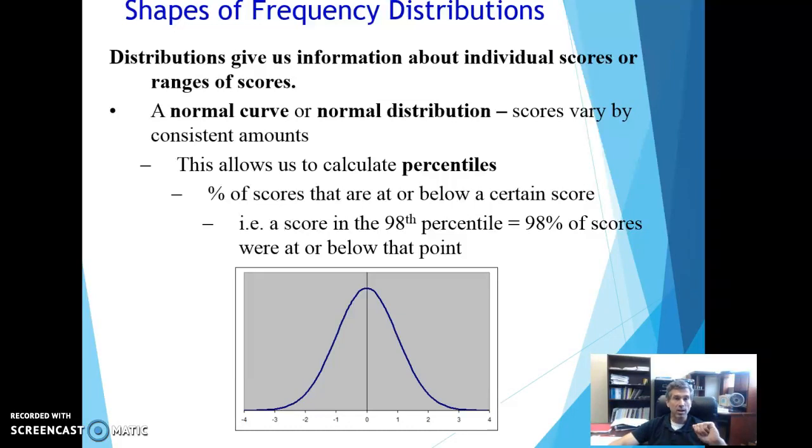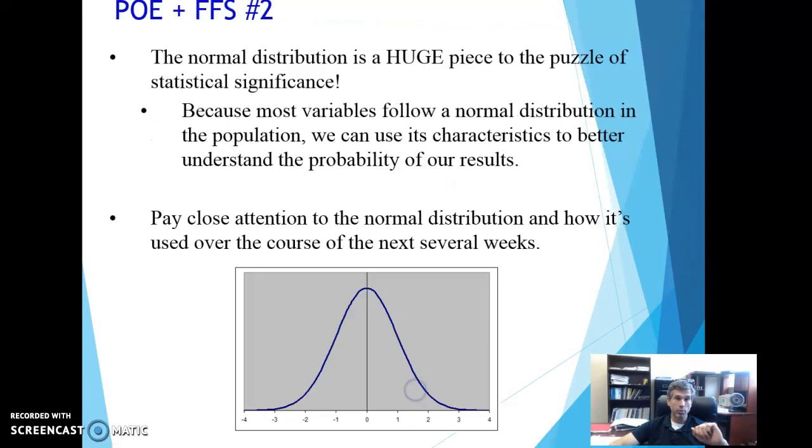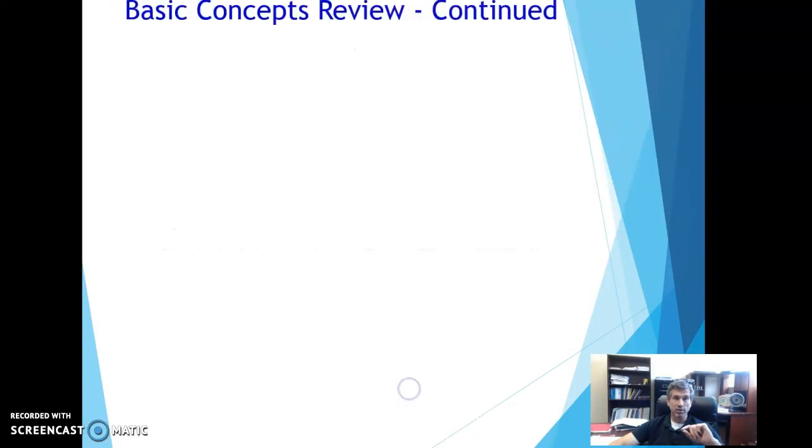We'll get to that a few modules down the line, but that's one of the values of this normal distribution. So this is both a point of emphasis and a preview of future material. It's that important because most variables follow this exact same pattern and it has very specific, consistent characteristics. We can use those characteristics to model the probability of our results. Keep an eye on the normal distribution when it comes up. Make sure that you understand the characteristics that we've talked about here. When it comes back up, pay attention to how we use it. That is a huge, huge part of this process of statistical significance.